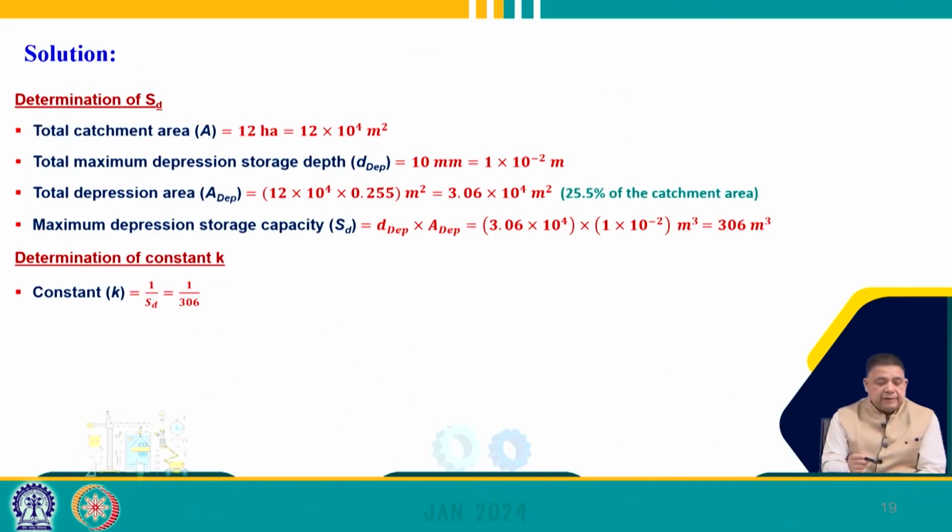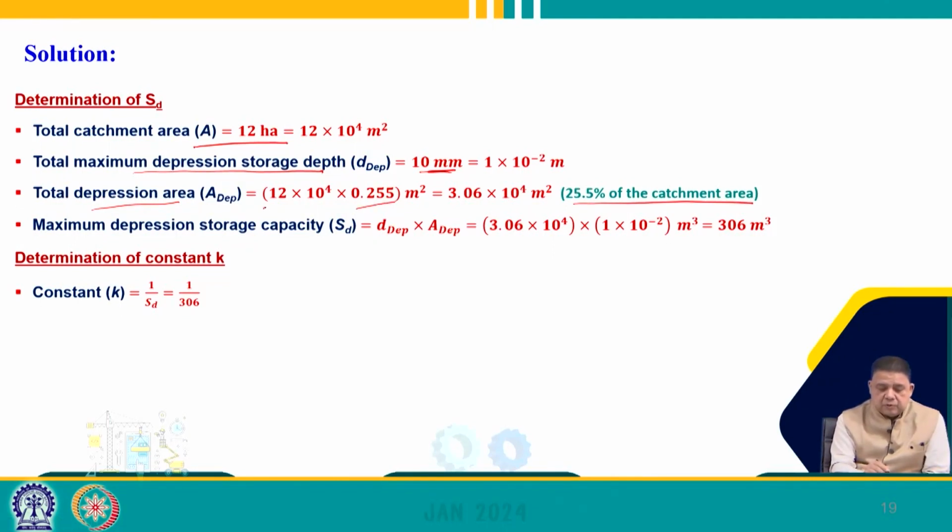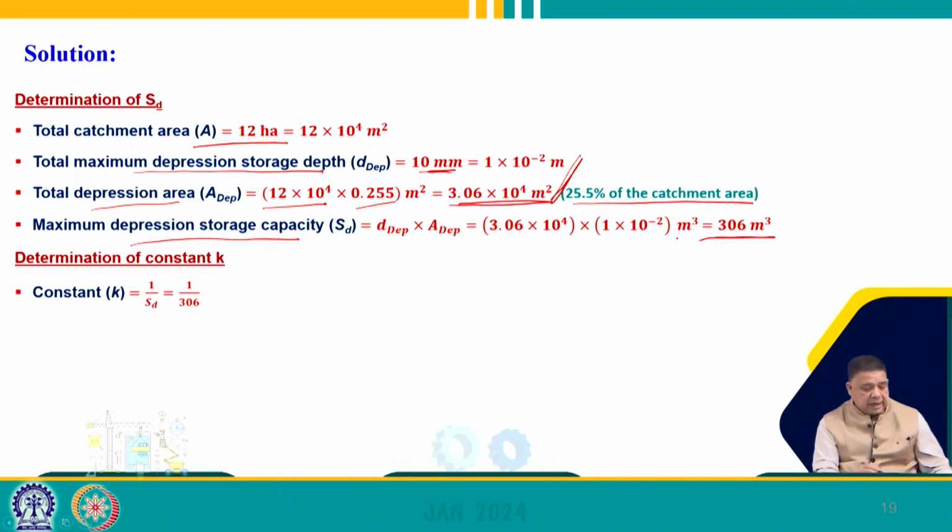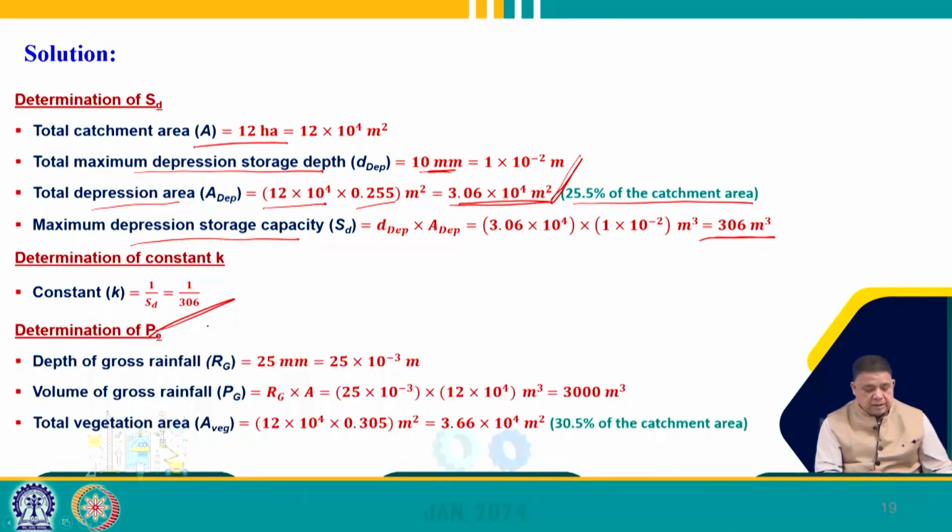Now, for determining SD, we have been given the total catchment area and the maximum storage depth, which comes out to be 10 mm. Total depression area is defined as 25% of the catchment area. That means 25% of the 12 hectares will be the total depression area, which in square meters is 3.06 into 10 power 4. So, maximum depression storage capacity can be found by multiplying these two numbers, and that comes to be 306 cubic meters. And thus, constant K of the Linsley equation, which is 1 by SD, is 1 by 306.